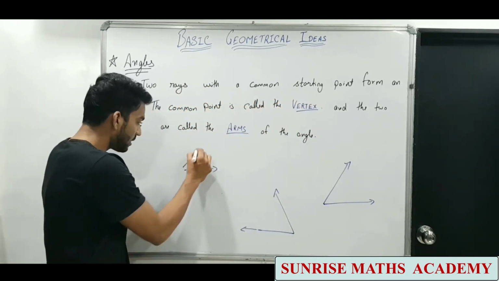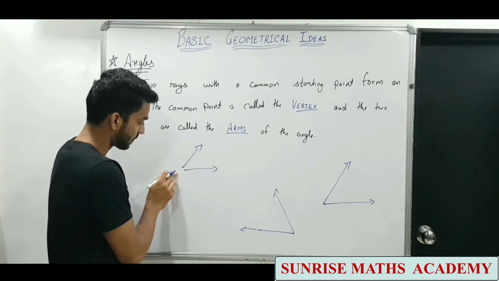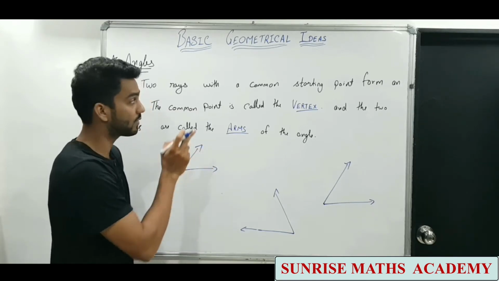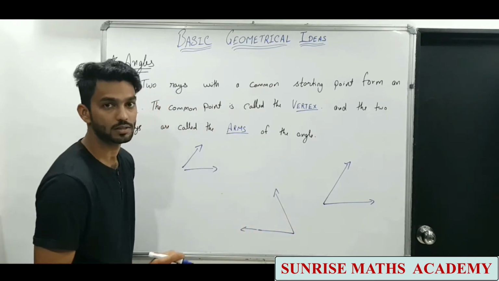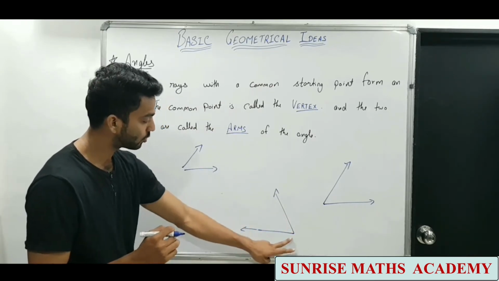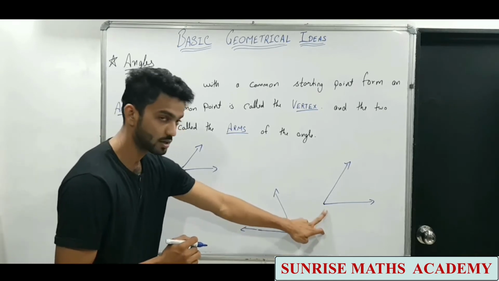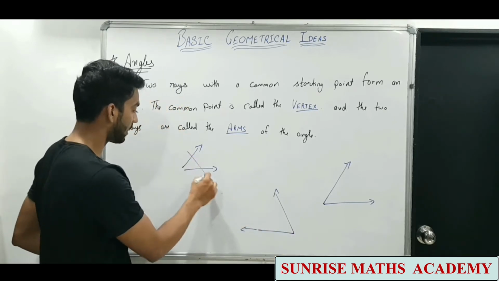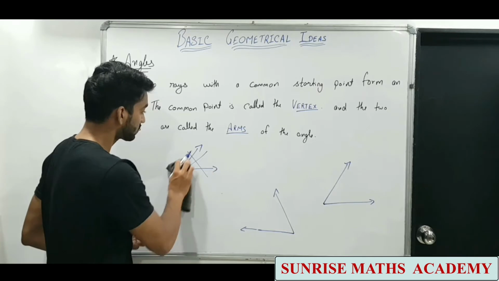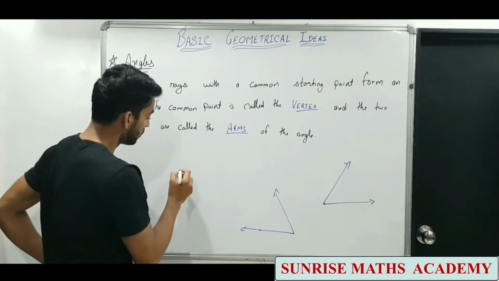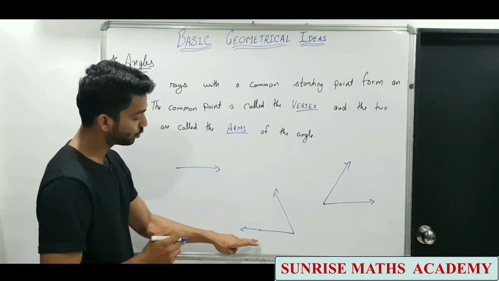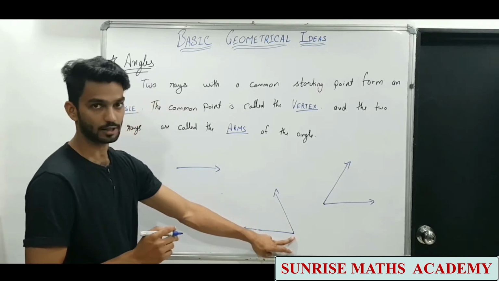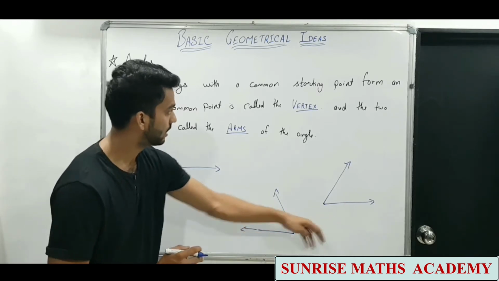We are talking about two rays, it will not be like this. They should have the end point in common. It should be the same end point, the starting point, like this, not like this. This is not an angle. So when we are talking about an angle, it has two rays with a common starting point. So it gives us an angle.